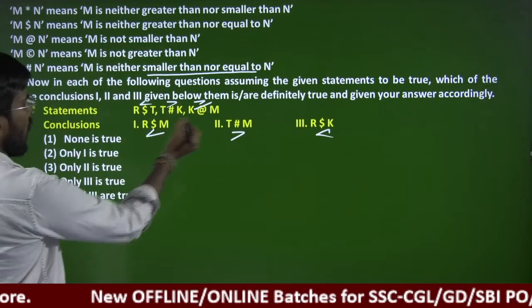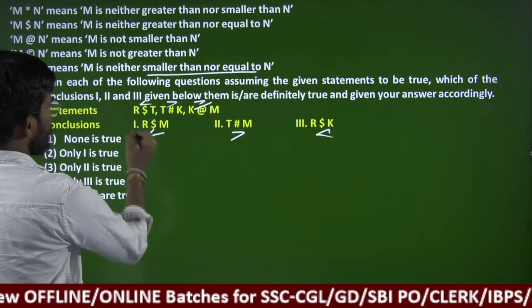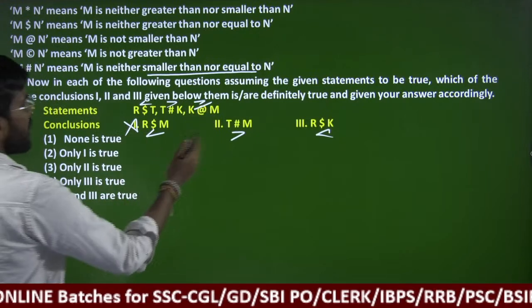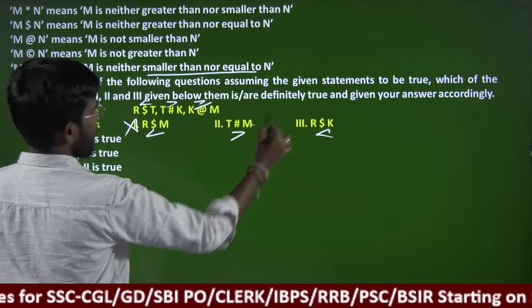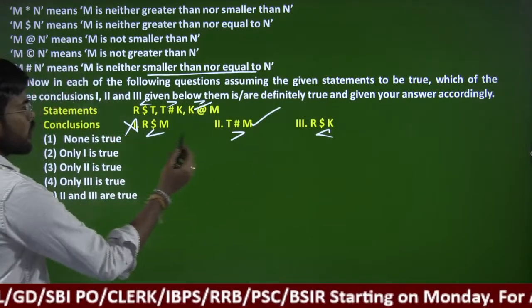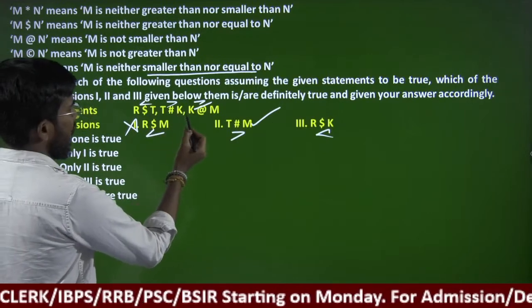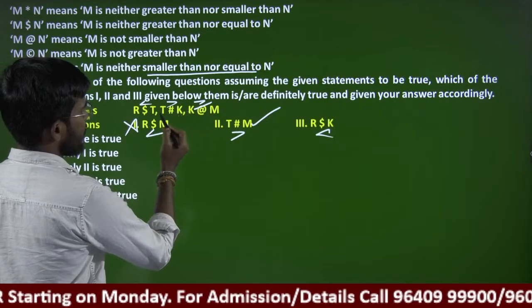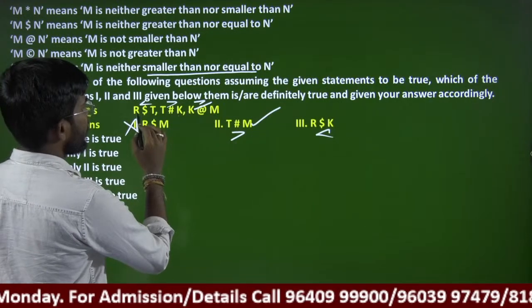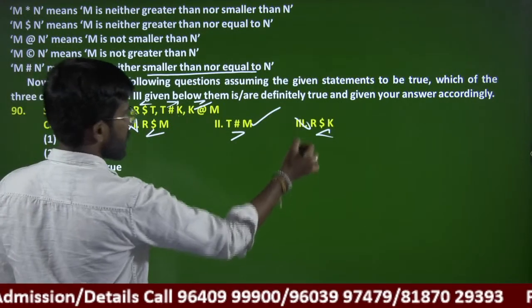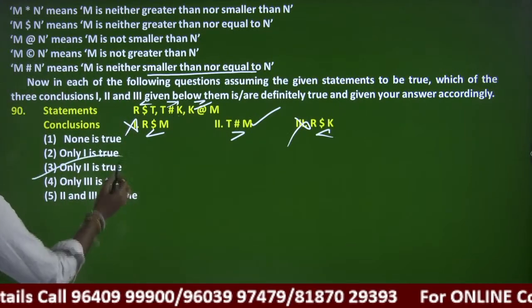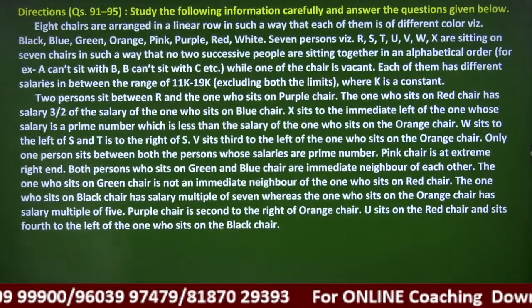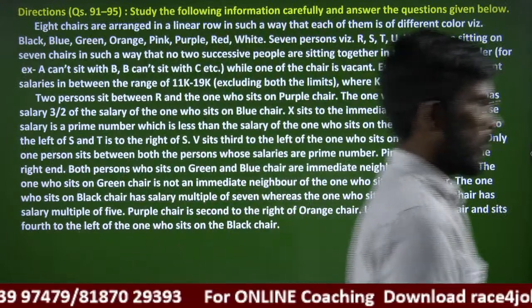From M to R, there is a closed gate, so we can't move. From T to M, we can move. From K to R, K is here and we can move from M. No, okay, we can. We have to move from R, but here is a closed gate, so it is wrong. Only conclusion to follows. Okay, next, see the problem.